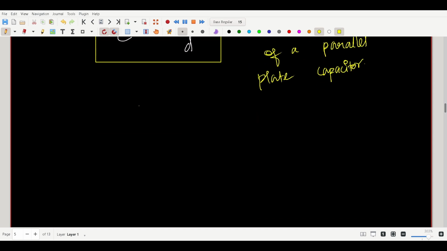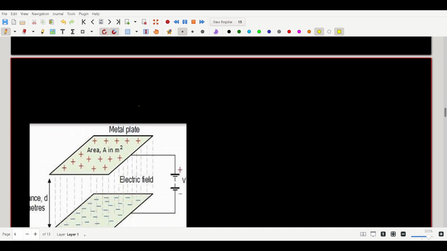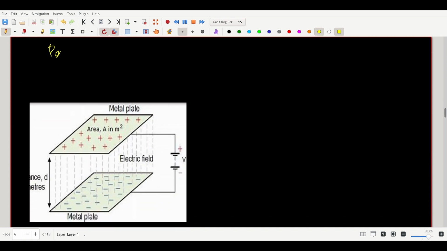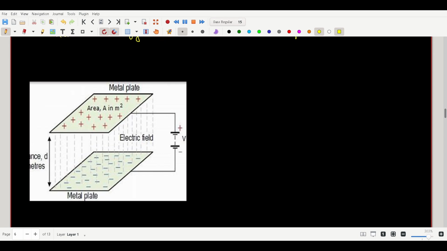Next we are going to see the energy or the potential energy stored in a capacitor. In this diagram, as we already know, this plate is positively charged and this plate is negatively charged. Let the total charge in the positively charged plate be plus Q and this be minus Q.